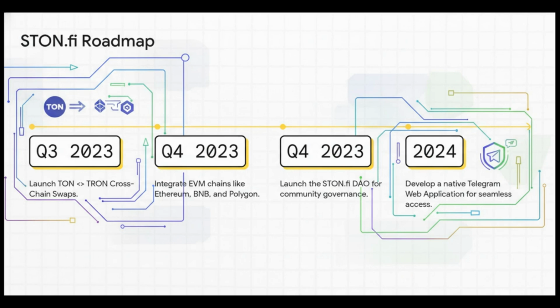The ambition here is huge. The roadmap shows they're rapidly expanding to connect with all the biggest players in crypto. We're talking Tron, Ethereum, BNB, Polygon. Soon, you'll be able to swap assets from pretty much any major chain directly. And with the DAO up and running and a native app inside Telegram on the way, they're building a future where powerful cross-chain finance isn't just easy. It's actually owned and directed by the people who use it.